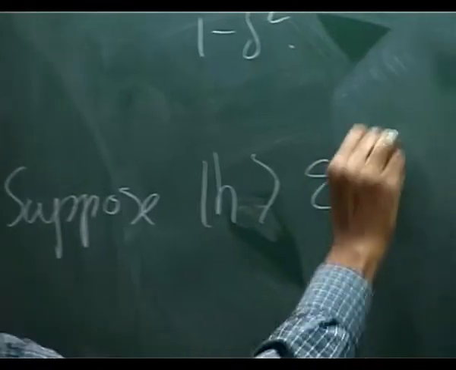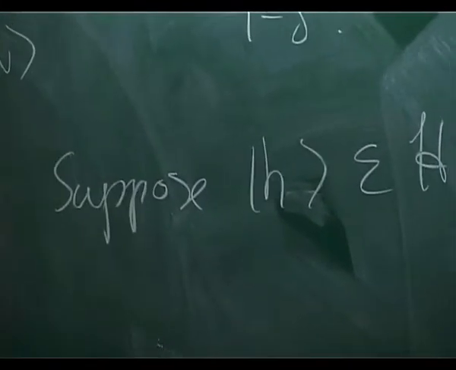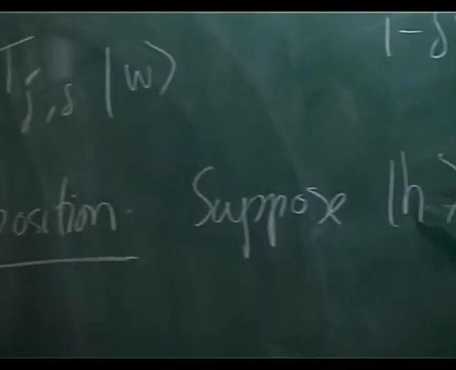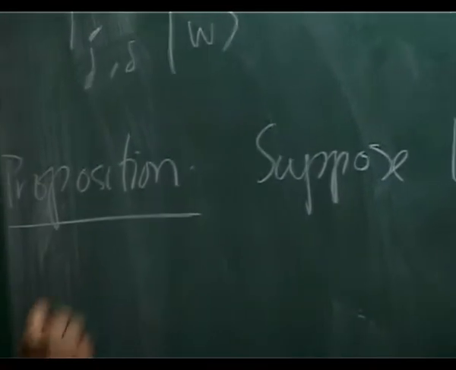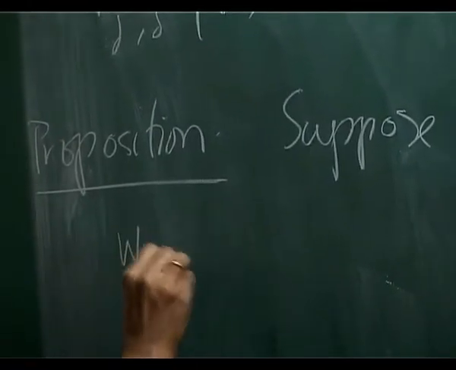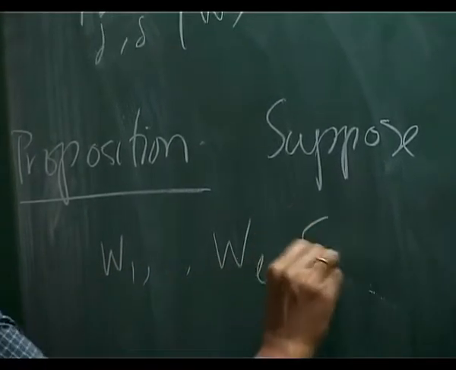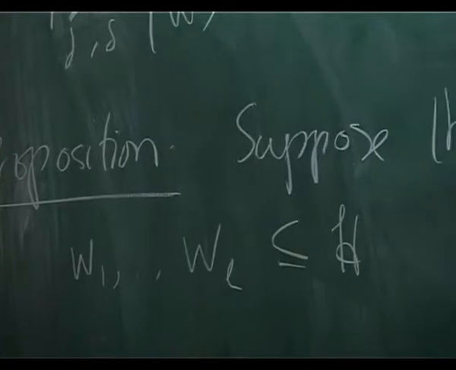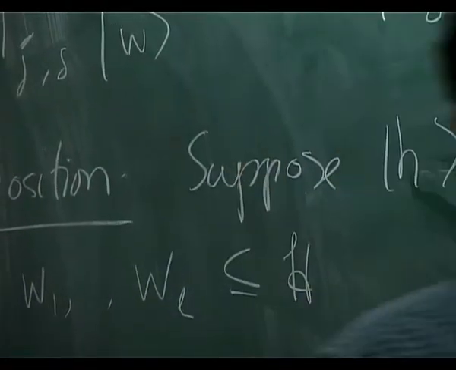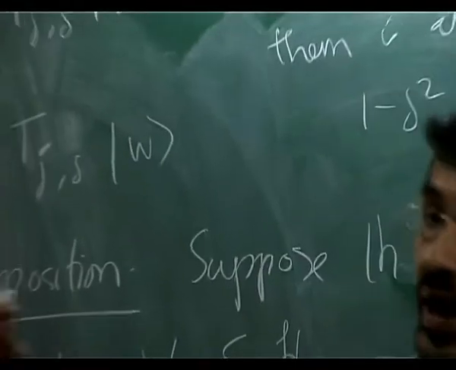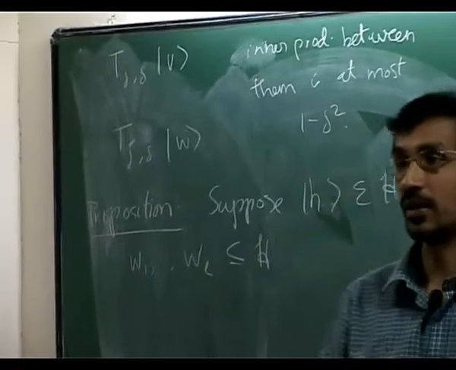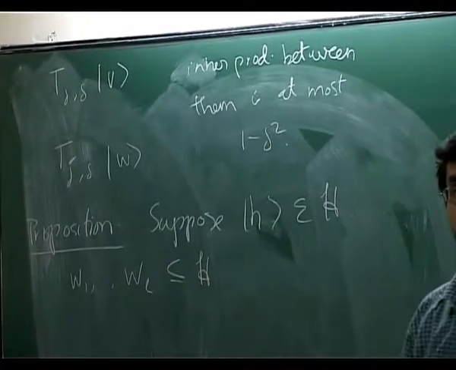Take a vector H in the original Hilbert space, and let us say I have subspaces W1 to WL in the original Hilbert space. So think of W1 to WL being the supports of pi hat 1,1, pi hat 1,2, up to pi hat 1,n. So that's precisely how I'm going to use it, at least for a start.